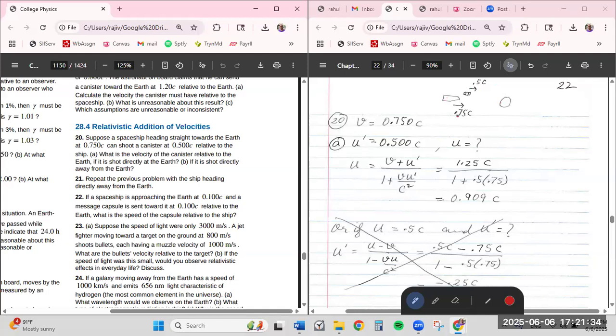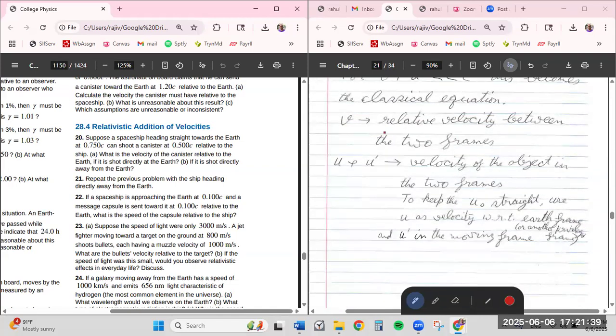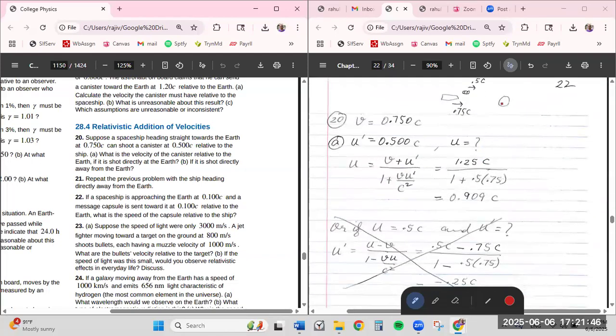Going by what I just described, we will use V as the relative velocity between the two frames. In this case, the two frames are the frame of Earth and the frame of the spaceship. The spaceship is moving at 0.75 c towards the Earth, so for an observer on Earth, the spaceship is coming towards them at 0.75 c. So V is 0.75 c.